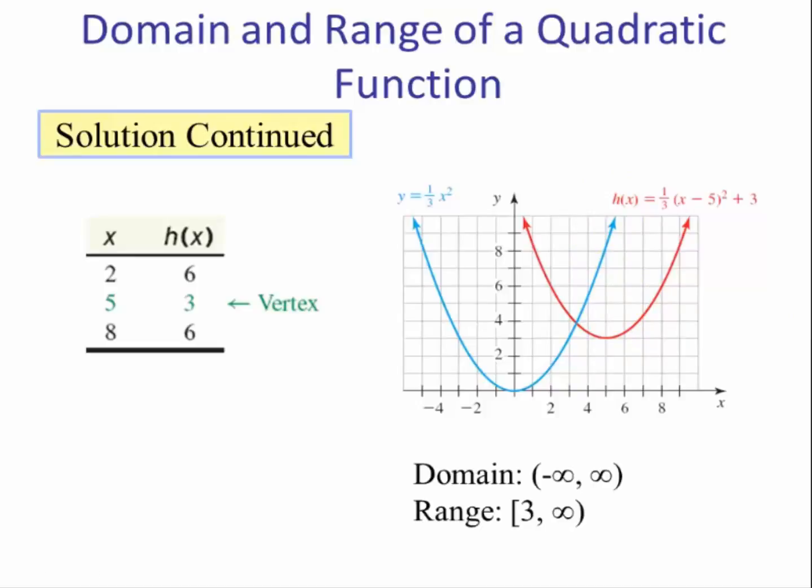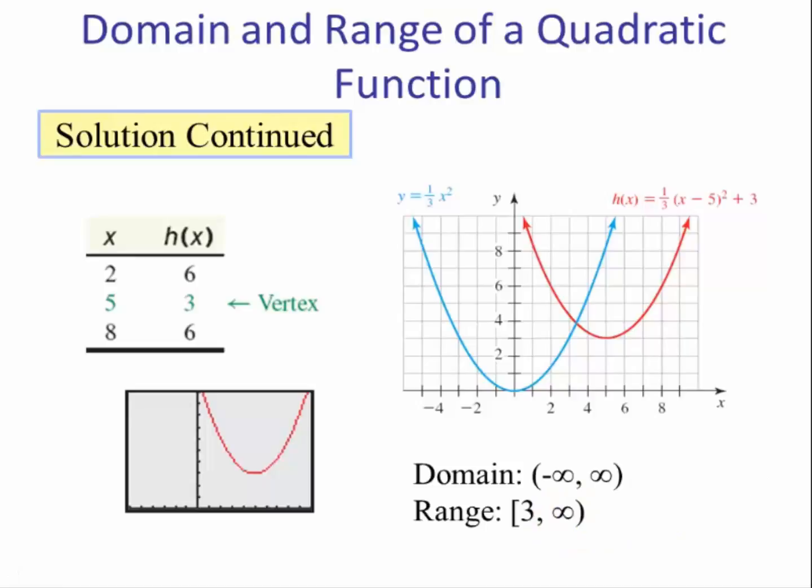So we say the domain, we can write it this way, is all real numbers, and the range, again, we start with the smallest value, which in this case is 3. It can equal 3, so that's a bracket. And then it goes to positive infinity. And this can be verified using the graphing calculator and a table of values if needed.